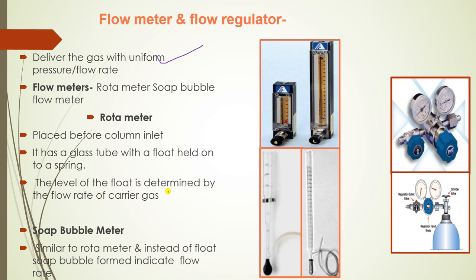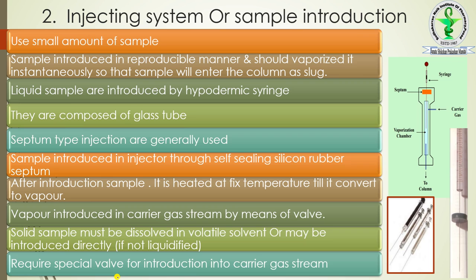Soap bubble meters: downward there is a soap bubble meter. Similar to the rotameter, instead of a float, bubble formation indicates the flow rate. The bubble formation indicates how the flow rate is. So that is the flow regulator.